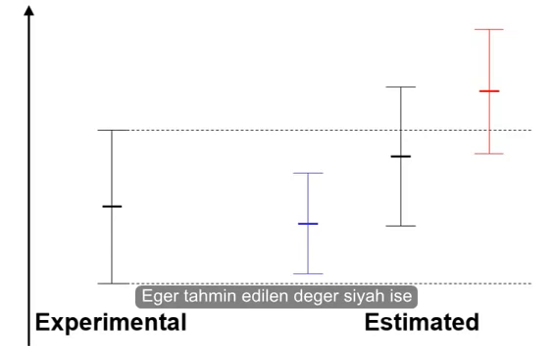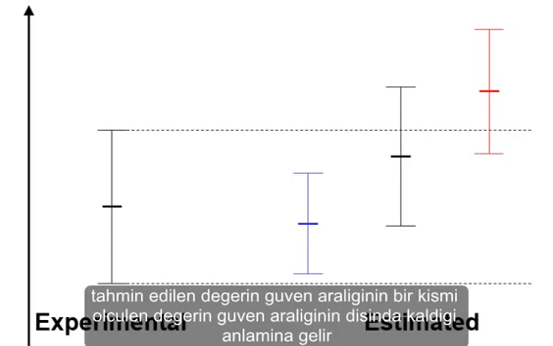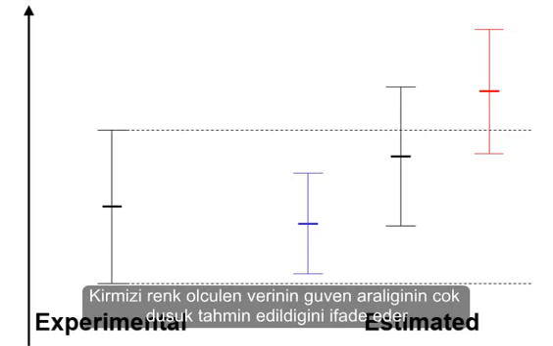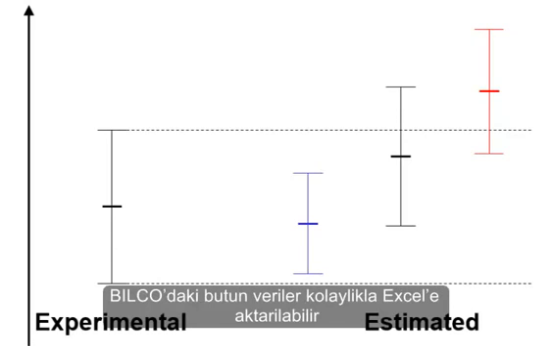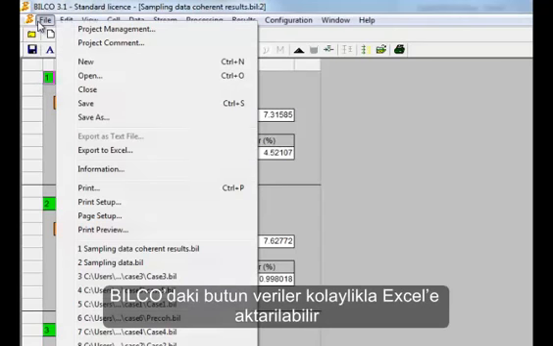If the estimated value is black, a part of the level of confidence is partly outside the measured data. A red color indicates that the level of confidence of the measured data may have been underestimated. All the data in BILCO can easily be exported to Excel.